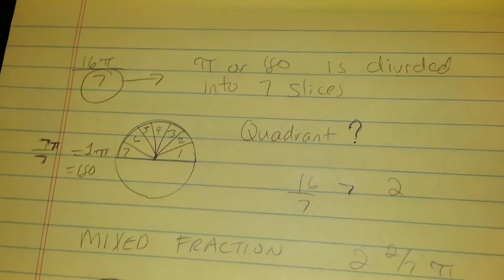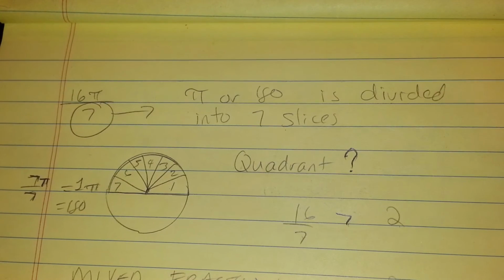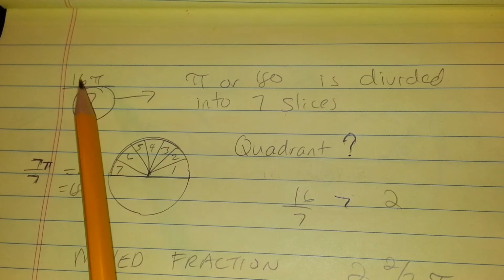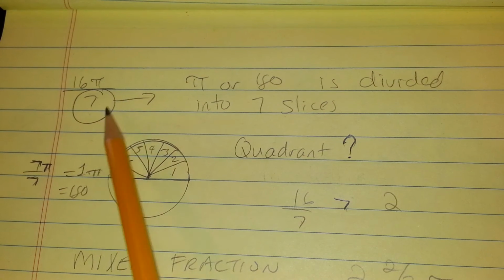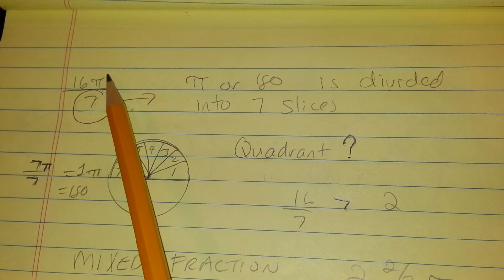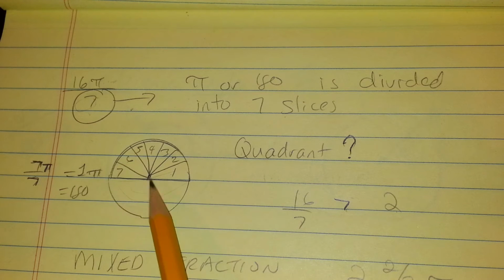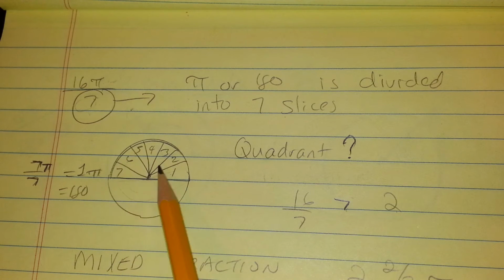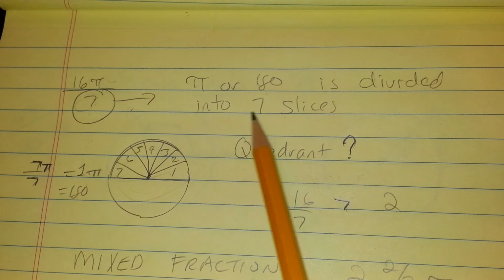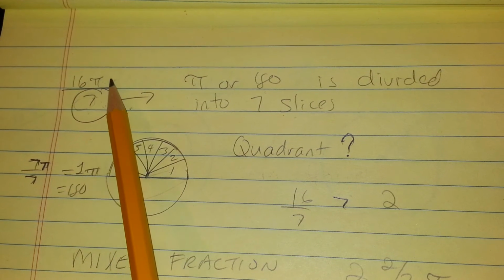Okay. Now let's just talk about finding what quadrant something's in. Okay. Here's 16π/7. This 7 is what π is broken into. Just π, not a whole circle, but we're going to break π into slices of 7. What quadrant is it in? Remember, π or 180 is divided into 7 slices, whatever this denominator is telling you π is sliced into.